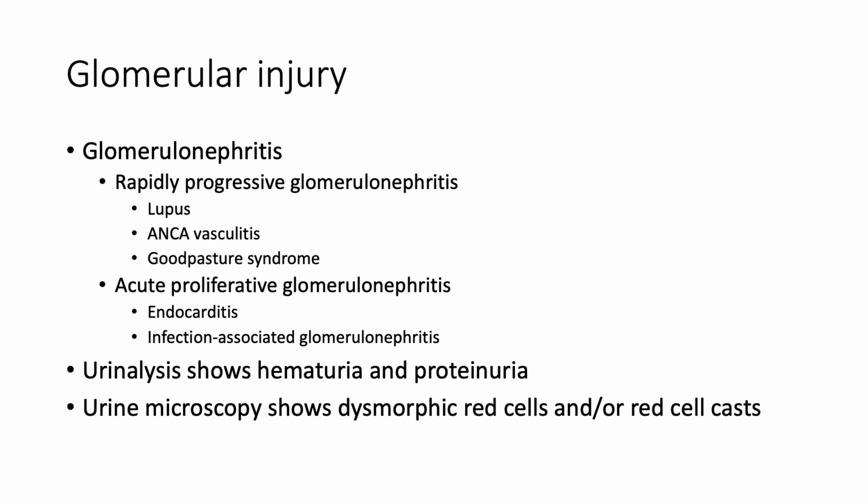So these are the patients that do not have a bland urinalysis. So when you look at their dipstick, they're going to have blood and they're going to have protein. And when you do a microscopy, you're going to see dysmorphic red cells or red cell casts. And that's a sign that there's something really bad going on in the kidney. And these are often the folks who end up getting a kidney biopsy very quickly.